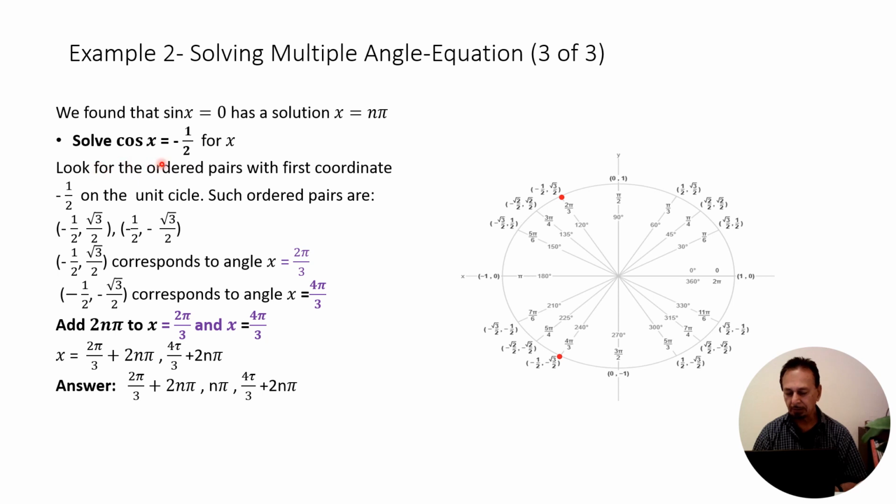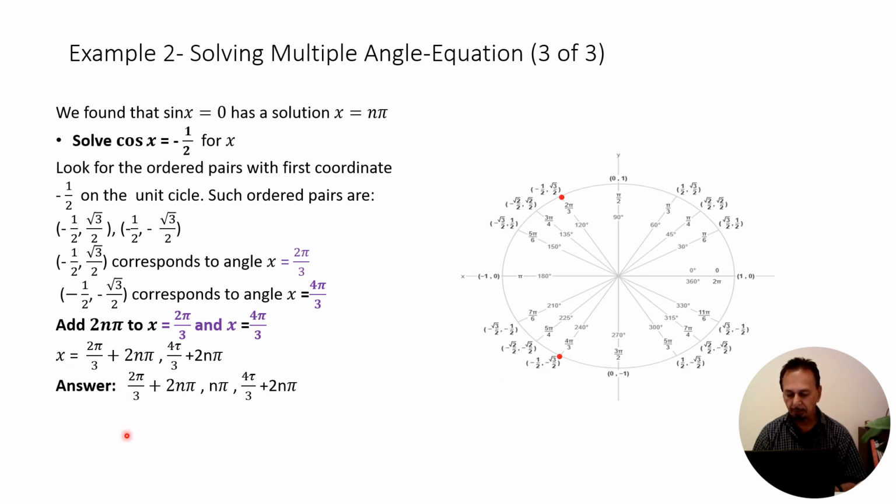Now we solve cosine x equal to negative 1/2 for x. So we look for ordered pairs with first coordinate negative 1/2 on the unit circle. Such ordered pairs are (-1/2, square root of 3 over 2) and (-1/2, minus square root of 3 over 2). Now this ordered pair, which is this one, corresponds to this angle 2 pi over 3. And this ordered pair, which is this one, corresponds to this angle 4 pi over 3.